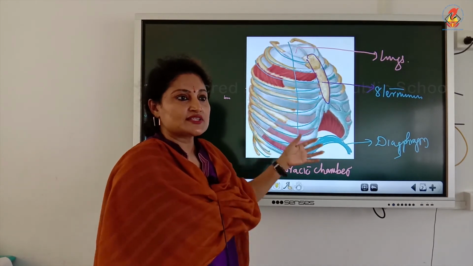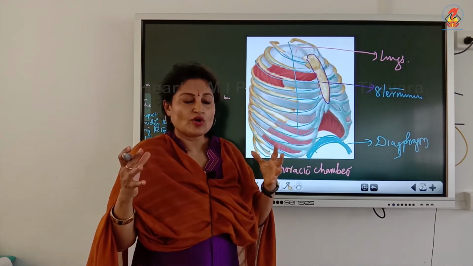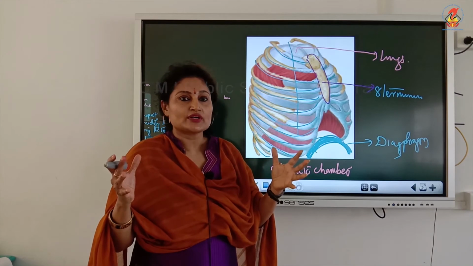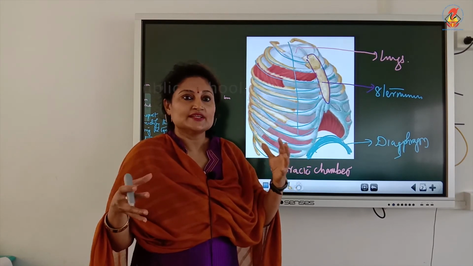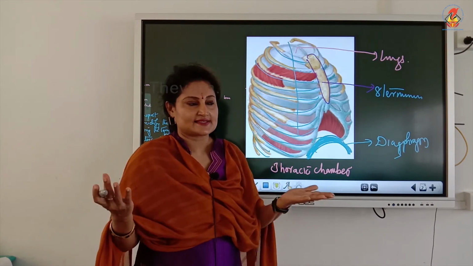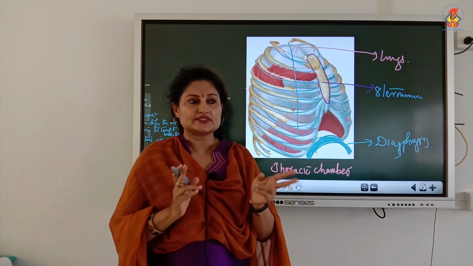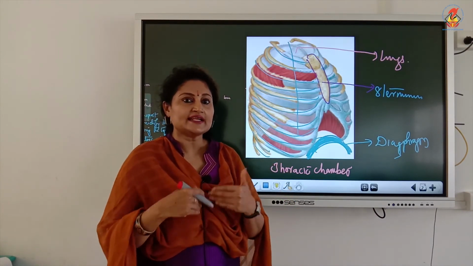The volume of the thoracic cavity is not static, it changes. And when the volume of the thoracic cavity changes, what happens? The pressure also changes, and due to the changes in the pressure, the air gets in and exits. So now we are going to see the mechanism of breathing. We know two phases of breathing are inhalation and exhalation.